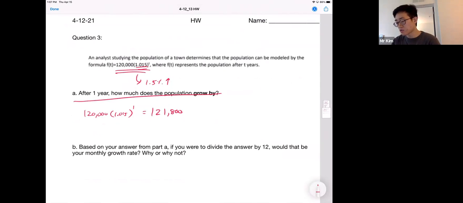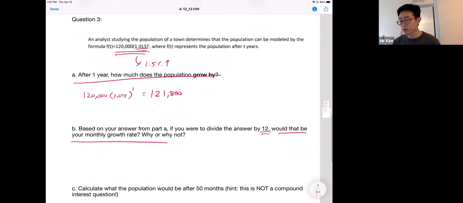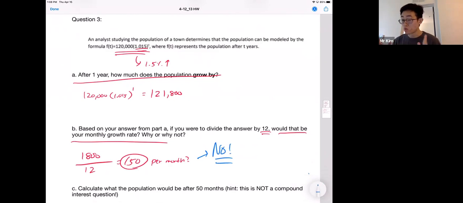Now, based on your answer from part A, if you were to divide that by 12, would that be your monthly growth rate? So what does that mean? 1,800 is how much you have grown over the course of the year. So if you divide this by 12, you get 150. Now, does this mean that you're growing by 150 per month? The answer to this question, I hope that you guys wrote down, is a big fat no. Why? Because this is exponential growth.